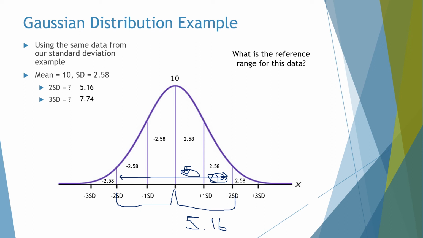So if we take our mean, which is 10, and we subtract 5.16 to get the lower end of the range, we get 4.84. Then we'll take our mean and we will add 5.16 to get the upper end, which is 15.16. So our reference range for this data is going to be 4.84 to 15.16. And this here would be your 4.84, and this would be your 15.16, and there is your range.